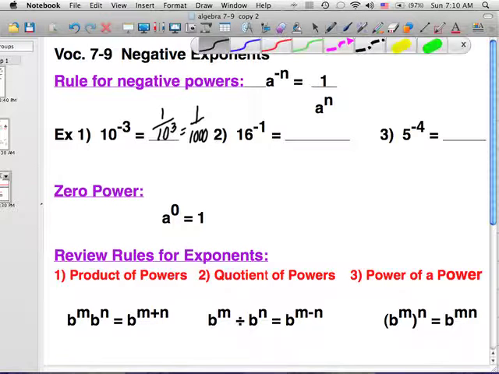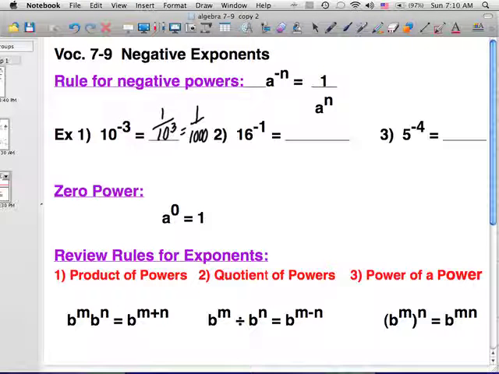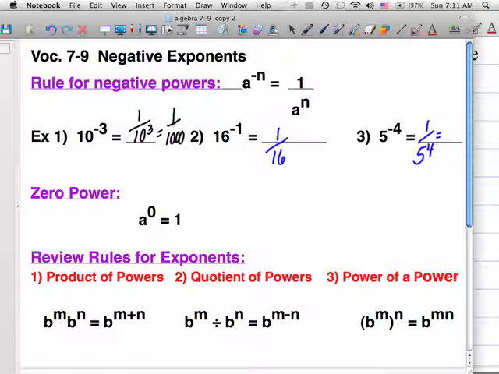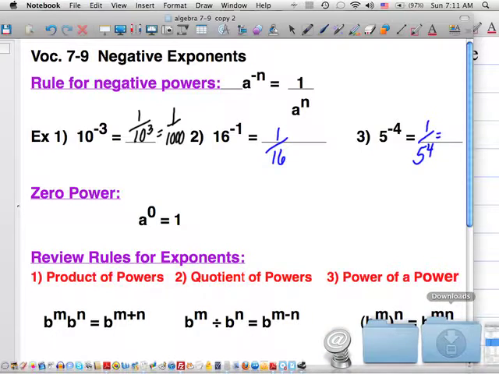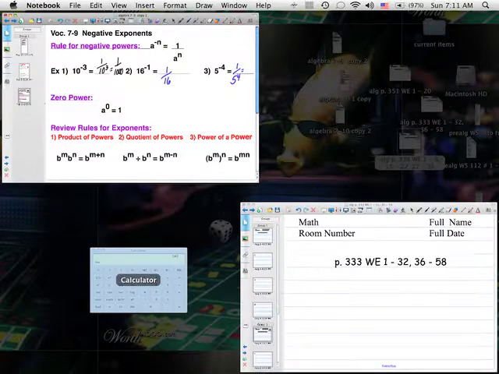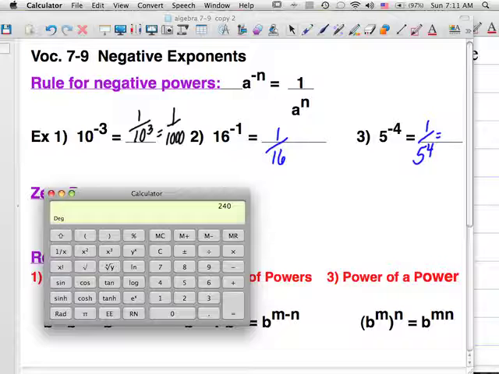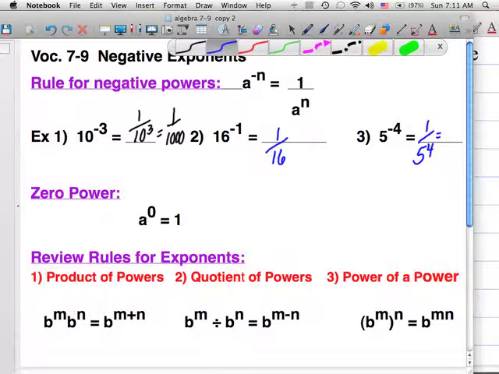16 to the negative 1 power is 1 over 16 to the first, or 1/16. 5 to the negative 4 would be 1 over 5 to the fourth power, which is 1 over 625. See if I still have my calculator handy. So 5 to the fourth power is 625. I have a good memory.